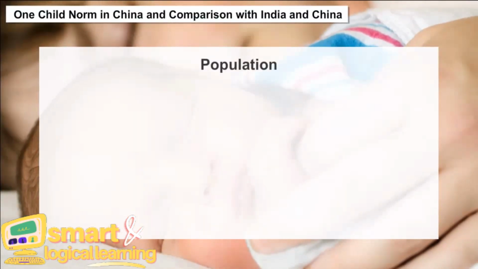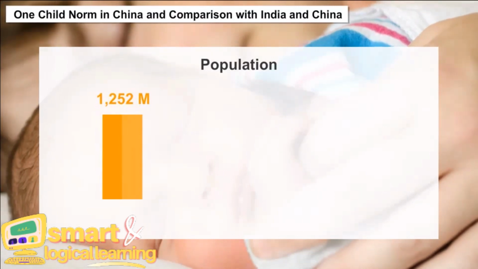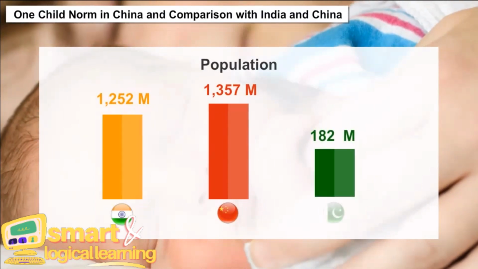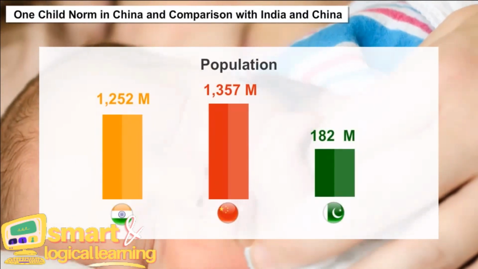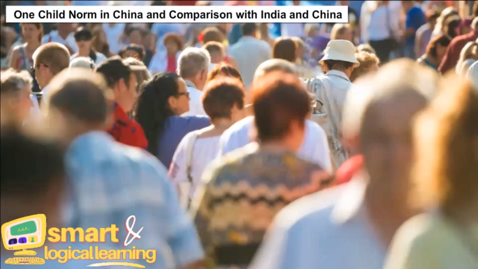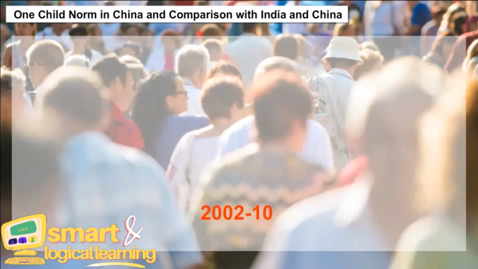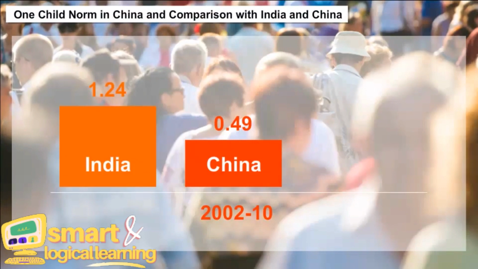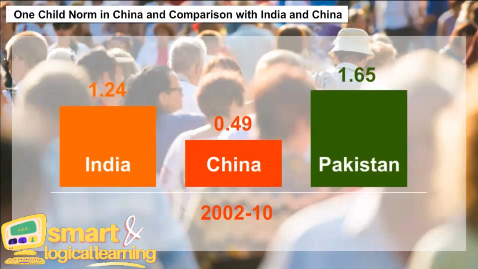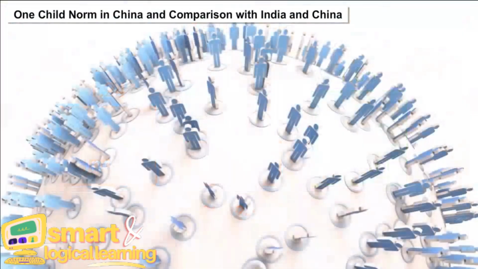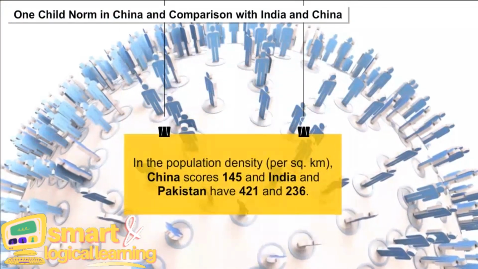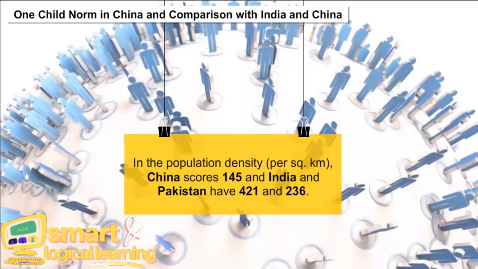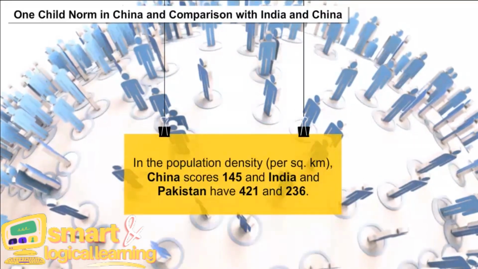The estimated population is 1,252 million in India, 1,357 million in China, and 182 million in Pakistan. But the annual growth rate of population between 2002 and 2010 was 1.24 in India and 0.49 in China. Pakistan had a rate of 1.65. In population density, that is, per square kilometer, China scores 145, and India and Pakistan have 421 and 236.